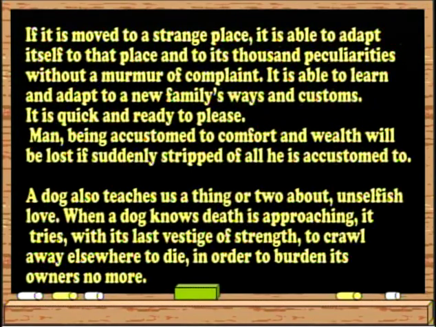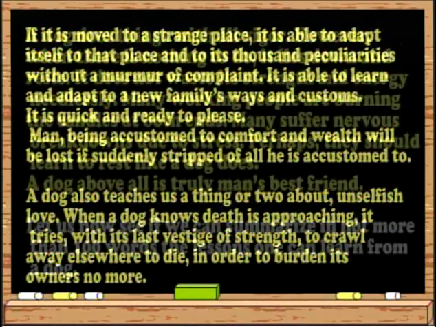Man, being accustomed to comfort and wealth, will be lost if suddenly stripped of all he is accustomed to. A dog also teaches us a thing or two about unselfish love. When a dog knows death is approaching, it tries with its last vestige of strength to crawl away elsewhere to die in order to burden its owners no more.